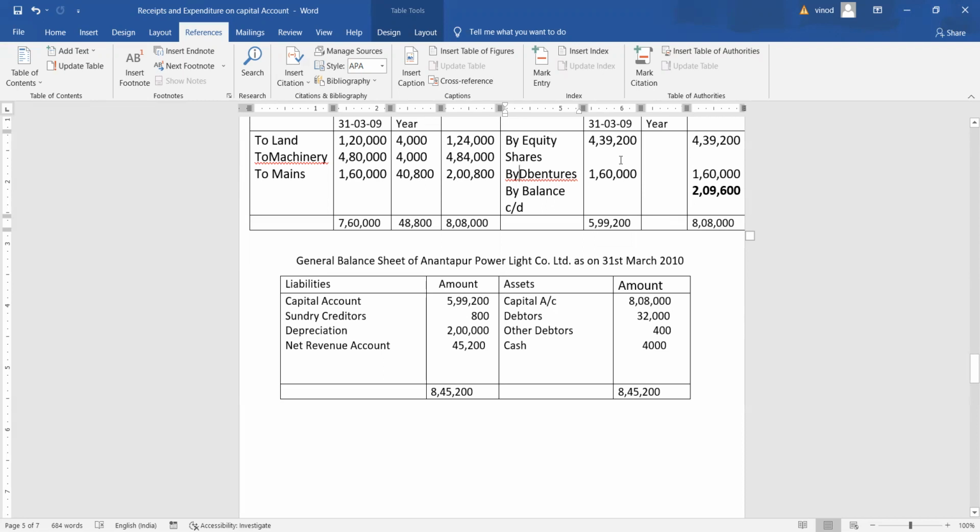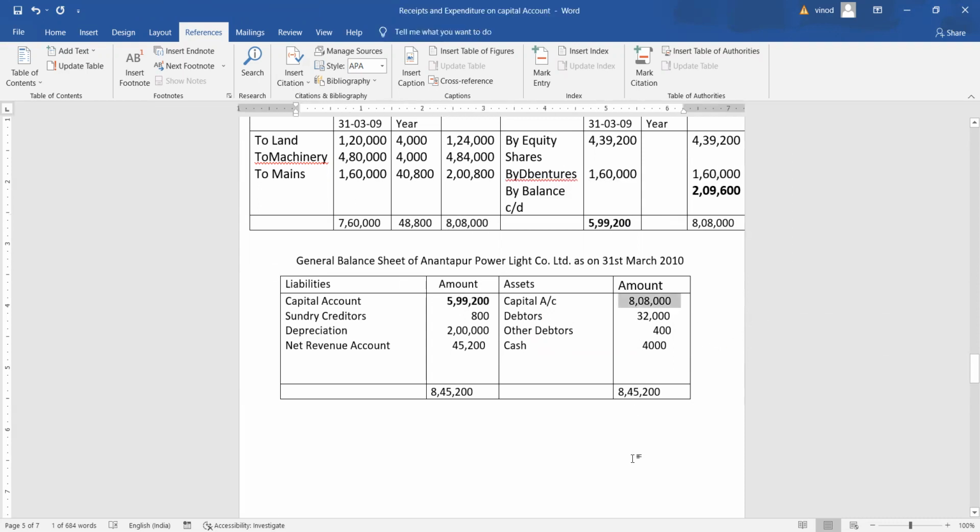Whatever the amount on the receipt side, 5,99,200, these are the sources. So the sources we have written on this side. This is the value. Please remember this 5,99,200 which I am highlighting is this one. To make it right, then 8,08,000 is this one.